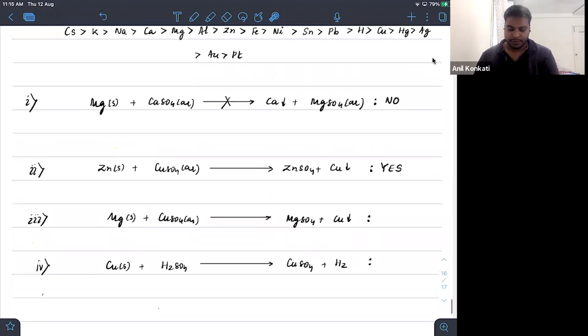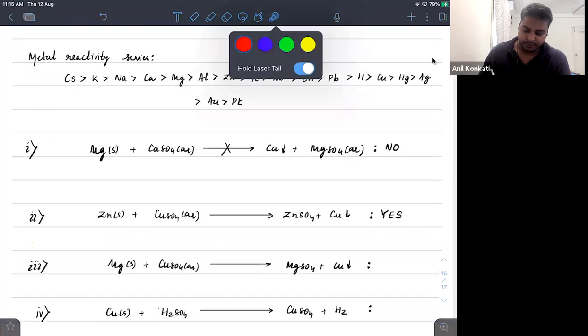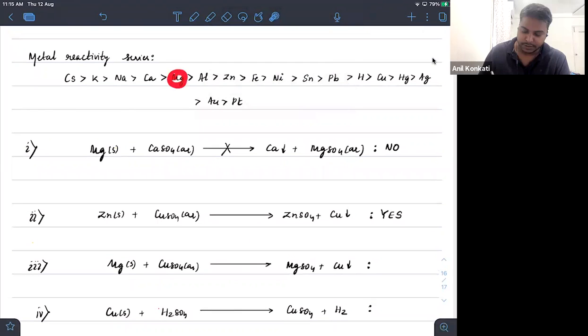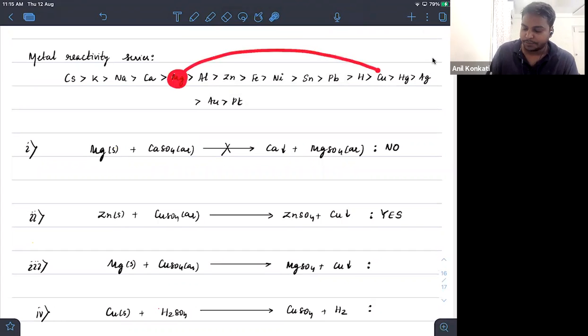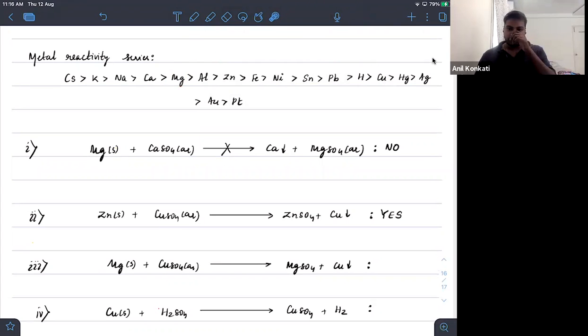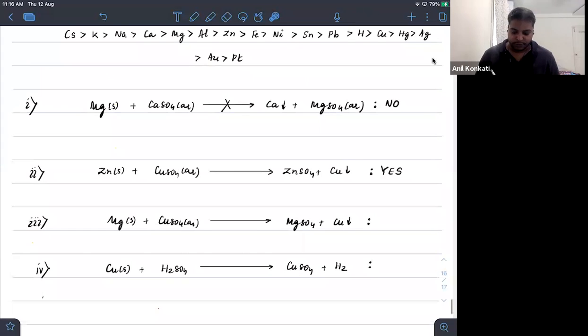Okay, now listen up. Magnesium is much more reactive than copper, na beta? If you compare magnesium and copper, which is more reactive? Magnesium. So magnesium wants to dissolve itself. So magnesium will definitely dissolve and become MgSO4. So there is no problem here. It has to be yes, not no beta.